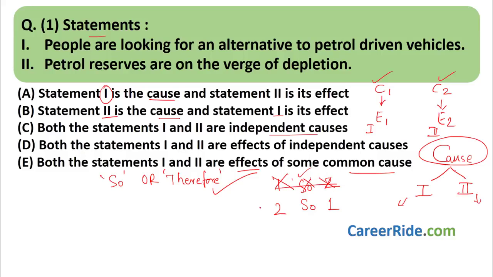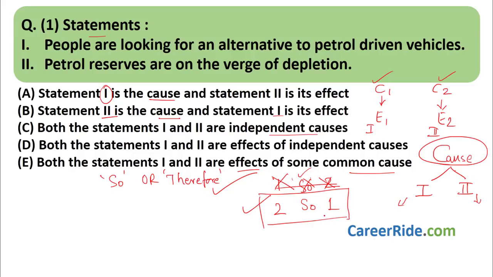Let us try the other way around. Sentence 2, therefore sentence 1. Petrol reserves are on the verge of depletion, therefore people are looking for an alternative to petrol driven vehicles. Now this makes absolute sense: petrol reserves are on the verge of depletion, so only people are looking for an alternative to petrol driven vehicles. Now this makes sense. So this is the sentence we need to consider.